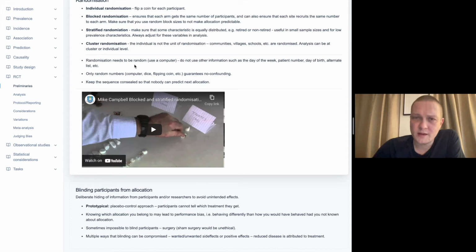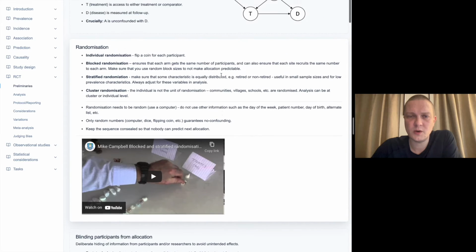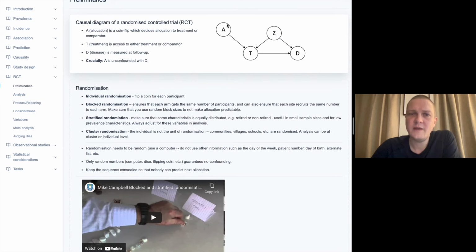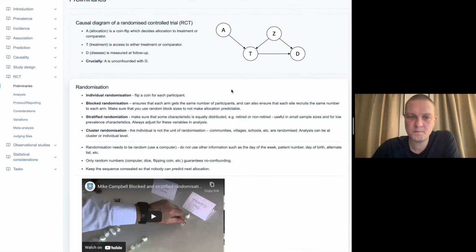Randomization needs to be random. Now that is sometimes overlooked actually. You need to use a computer or some other method, for instance dice or flipping a coin, so that you guarantee no confounding. So I'm going to scroll back up here again. If you use anything that could subvert the random process, something that could make allocation here non-random, then you risk confounding between A and D. So it has to be random.